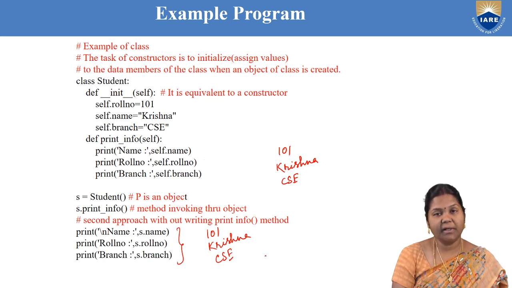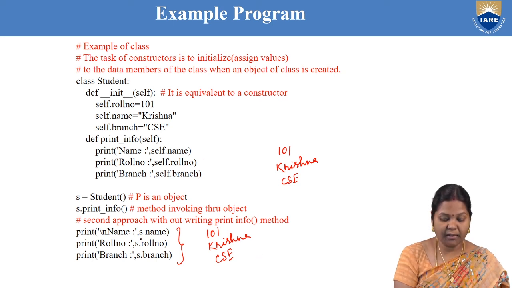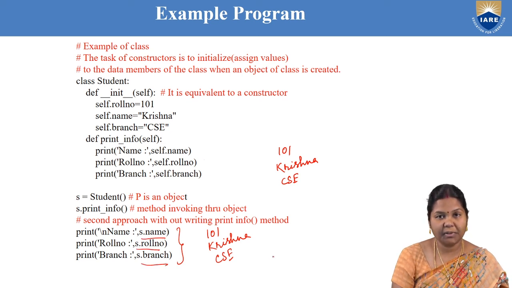So you can either write the print_info method and invoke it using the object name, s.print_info. Otherwise, you can also access those attributes directly through the object name. So s.roll_number and s.branch, you can directly write and you can access those variables.